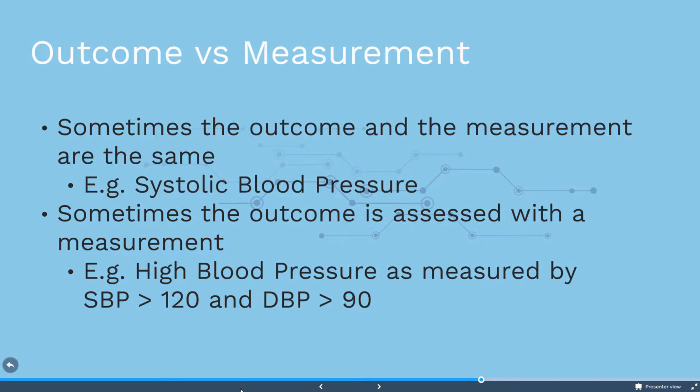So you might be looking at high blood pressure that's persistent over a long period of time. And persistent high blood pressure can be measured as a systolic blood pressure greater than 120 or diastolic blood pressure greater than 90. And it could be in the face of taking a number of medications for more than a certain period of time. So that gets again into your qualifiers. Make sure that you understand the difference between outcome and the measurement.